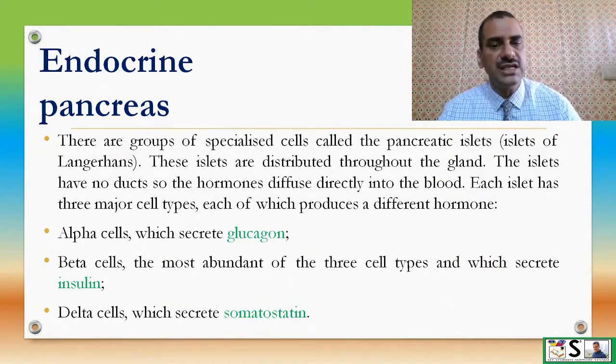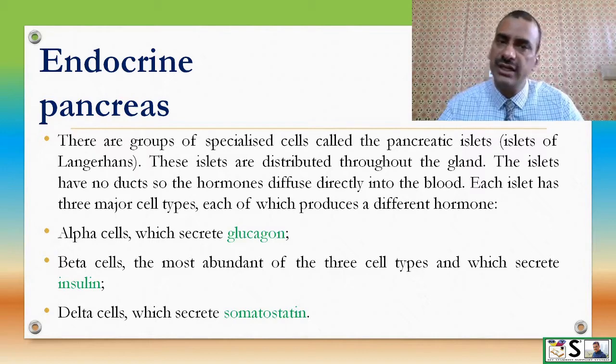There are a group of specialized cells called pancreatic islets or islets of Langerhans. These islets are distributed throughout the gland. The islets have no duct, so the hormones diffuse directly into the blood.